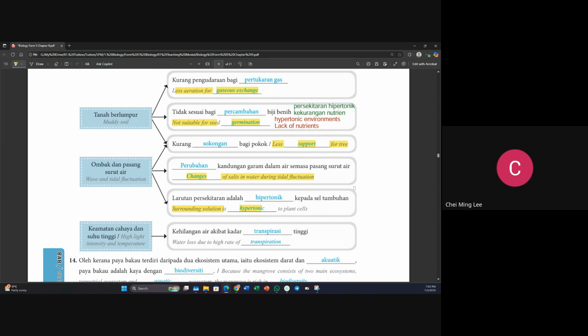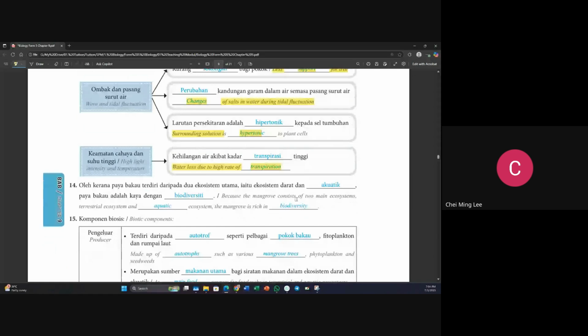And at the same time, because it's at the seaside, normally near the sea, there is no covering. They are directly exposed to sunlight. So the temperature will be higher and the light intensity is higher as well. So there will be water loss due to the high rate of transpiration.